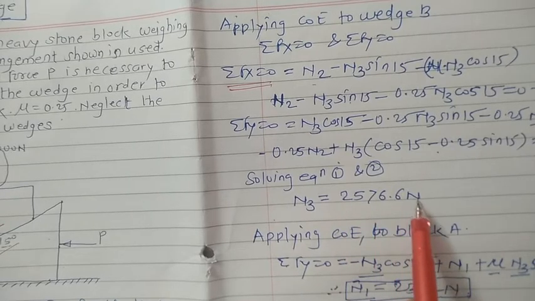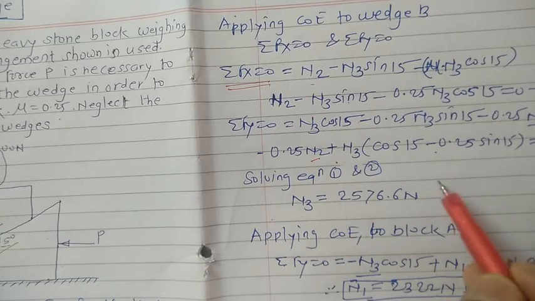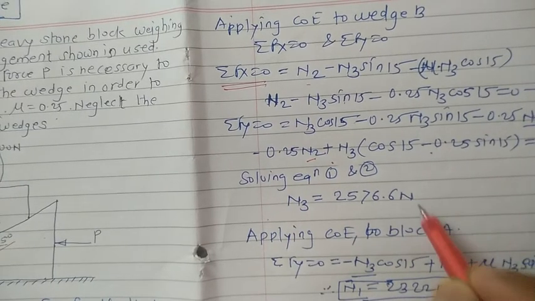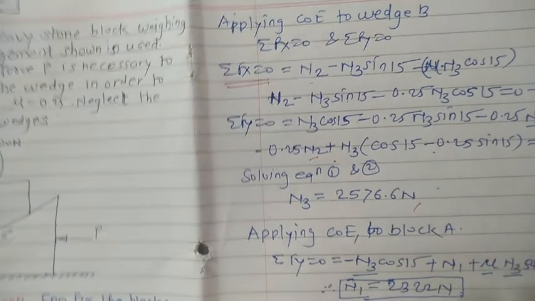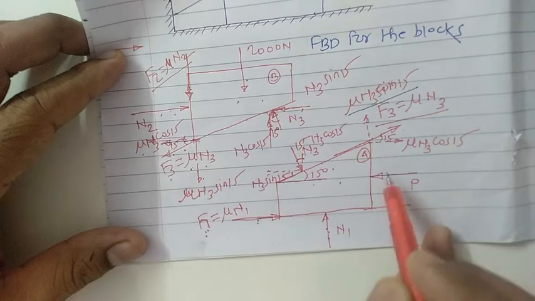To solve equation number 1 and equation number 2, n3 we can get in this way, 2576.6 Newton. No doubt, you can also calculate the value of n2, but that is not needed, we can just write it here. Then apply the conditions of equilibrium to block A. For that you need to consider the horizontal forces as well as vertical forces.